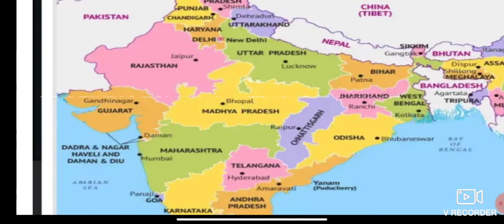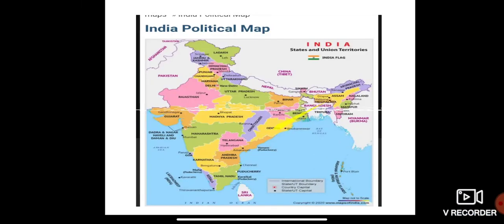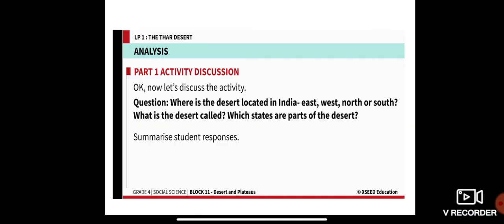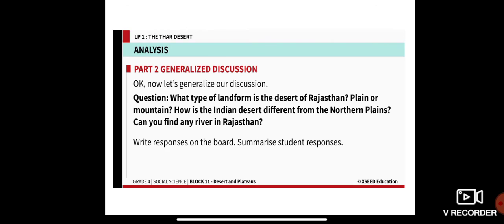Okay, Rajasthan, as you can see the name Rajasthan out here, right? So what type of landform is the desert of Rajasthan? Is it plain or mountain? And how is the Indian desert different from the northern plain?